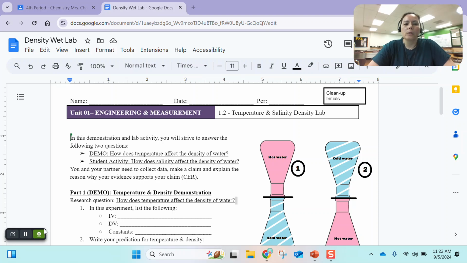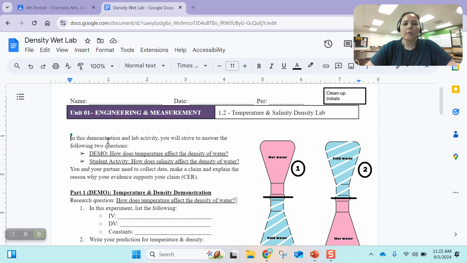Okay, so by now you should have on your desk a copy of this lab. If you look at the very top, you'll see that it says in this demonstration and lab activity, you'll strive to answer the following questions. So there's actually two questions that are going to be addressed in this lab. One is via a demo, and I'll show you that on the screen. And the second part is going to be you conducting the activity yourself in your lab group.